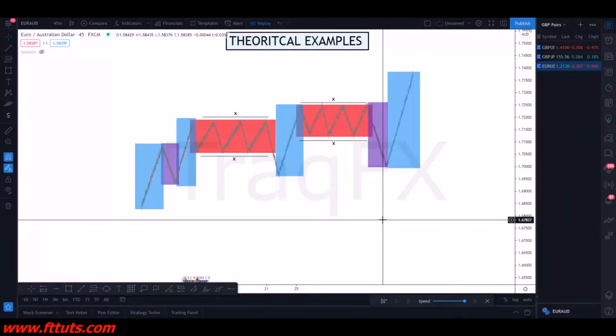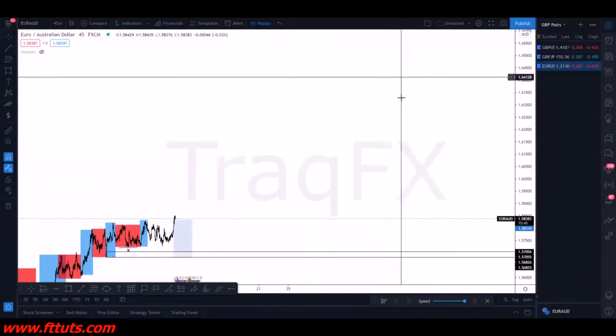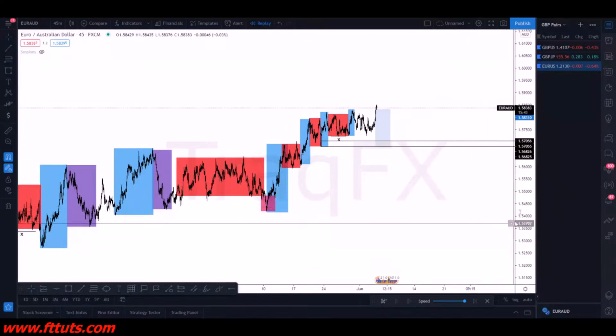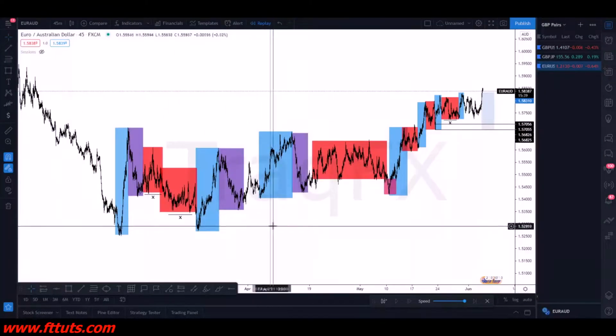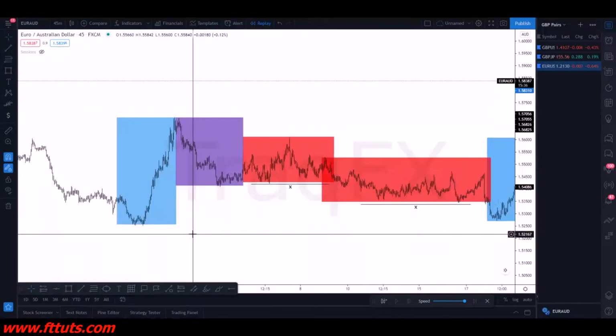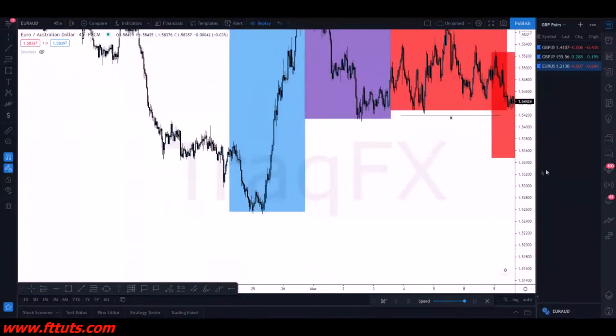Once again, this is theoretical examples. I'll get to real examples just now in a second. So let me actually go to Euro AUD, and then we'll look at, well, honestly, we'll just do it from here. So right here, this is our original area of expansion.